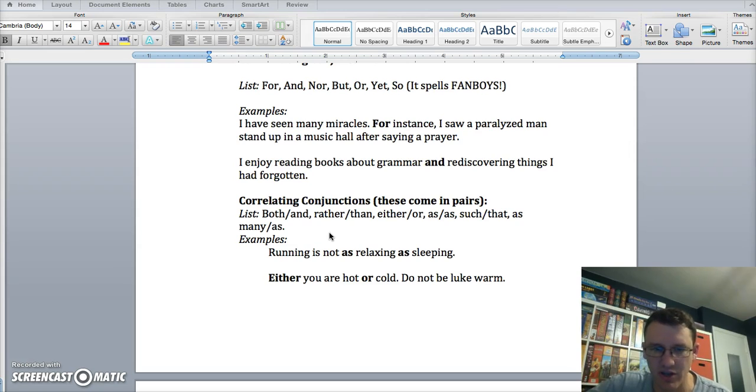as a correlating conjunction. Either you are hot or cold. Running is not as relaxing as sleeping. Those are correlating conjunctions. All right.